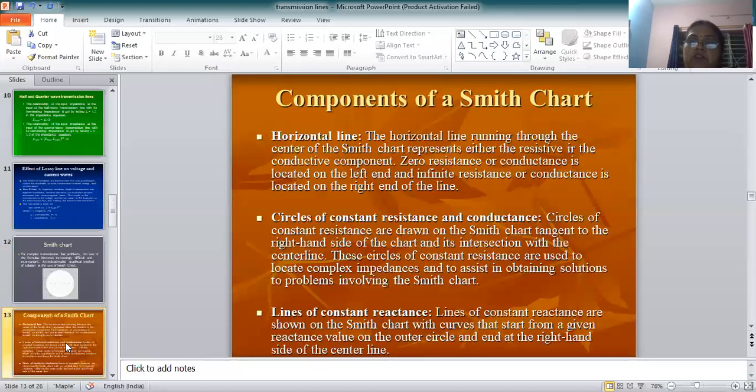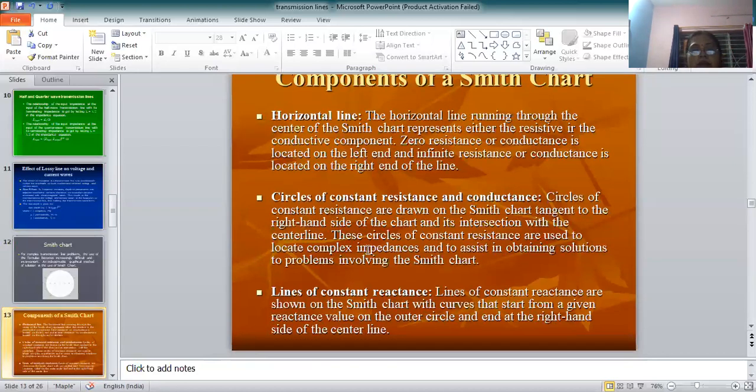Now, what are the components of the Smith chart? The horizontal line, circles of constant resistance and conductance, and third, lines of constant reactance. The horizontal line running through the center of the Smith chart represents either the resistive or the conductive component. Zero resistance or conductance is located on the left, and infinite resistance or conductance is located on the right end of the line. Whereas the circles of constant resistance are drawn on the Smith chart tangent to the right-hand side of the chart and intersecting with the center line.